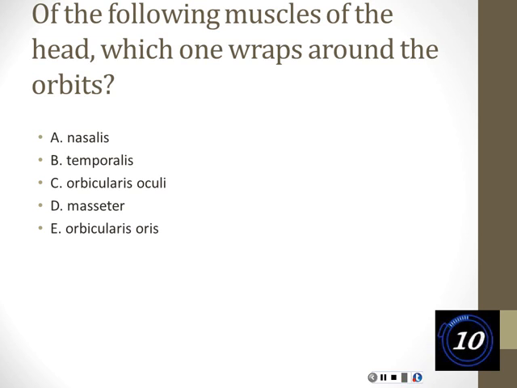The nasalis is a muscle of facial expression. It lets you wrinkle your nose so you can elevate your nostrils with your nasalis muscle. The temporalis muscle is one of the chewing muscles. It's found on the side of the head, and its tendon passes through the zygomatic arch and down and inserts on the mandible. And then the masseter muscle is the large square muscle on the side of your face that is important in chewing.